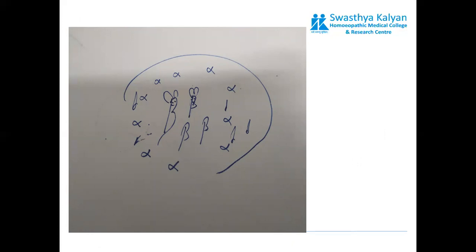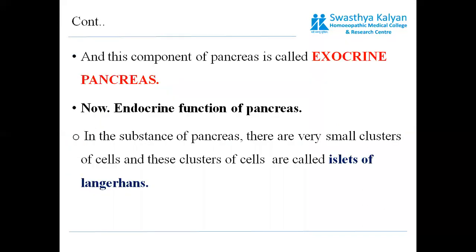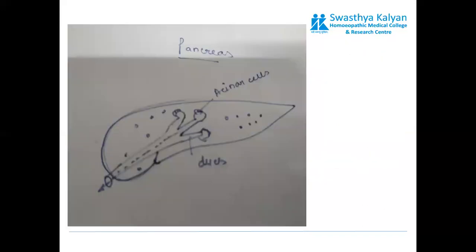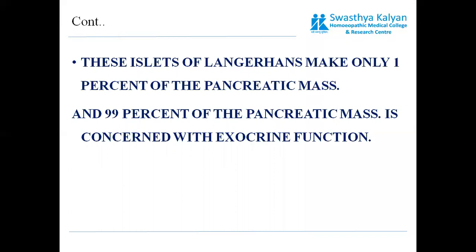And these islets of Langerhans, they make only 1% of the pancreatic mass. जो हमने डायग्राम में देखे, ये small dots, ये हैं islets of Langerhans and they make only 1% of the pancreatic mass, and 99% of the pancreatic mass is concerned with the exocrine function. This is very important. 99% is concerned with the exocrine function, and 1% of the pancreatic mass consists of islets of Langerhans.